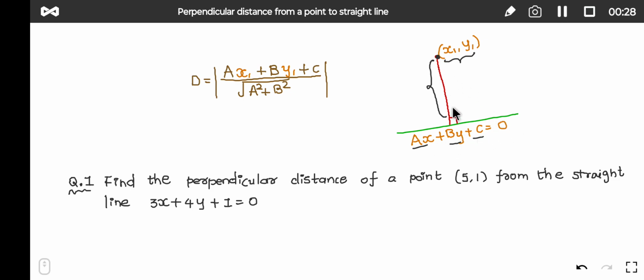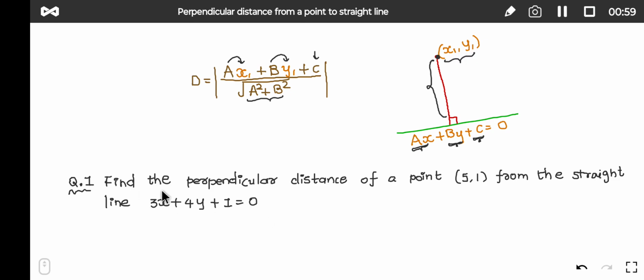The distance between this point and the line is given by d is equal to a multiplied by x1 plus b multiplied by y1 plus c, upon square root of a square plus b square. The only thing we have to do is substitute the values of x1, y1 and a, b, c. The values of a, b, c you will get from the straight line equation: the coefficients of x, y and the constant part. And x1 and y1 are the point coordinates.